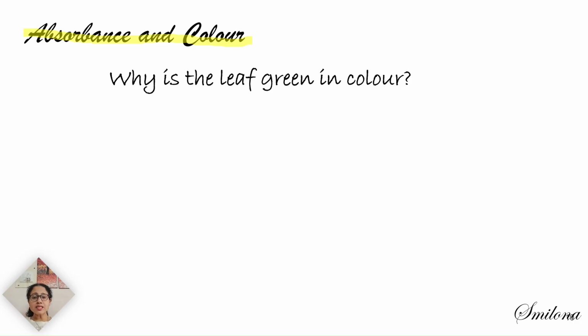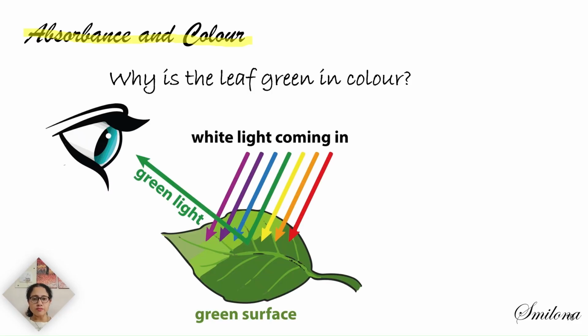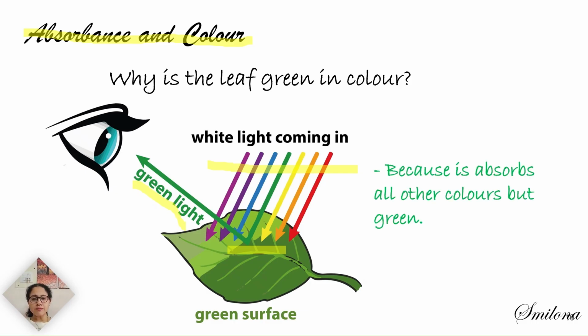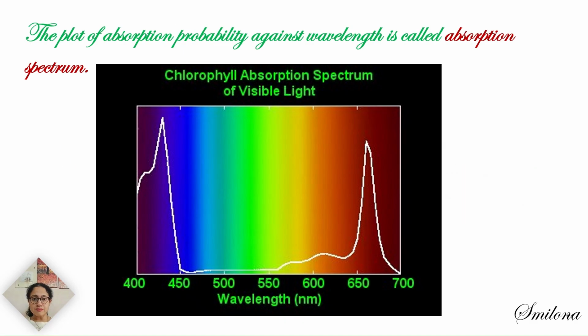For example, why is the leaf green in color? Leaf contains a molecule that is capable of absorbing light, that is chlorophyll. So this chlorophyll that is present in the leaf is capable of absorbing the entire white light spectrum, that is VIBGYOR, except green. So it does not absorb green light. It absorbs violet, indigo, blue, yellow, orange, red, but does not absorb green. So green gets reflected and that is what we see. And that is why the leaf is green in color.